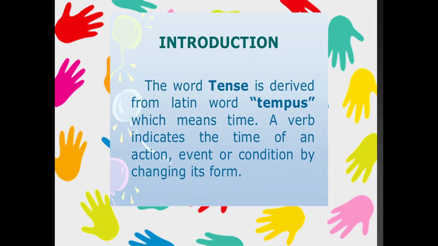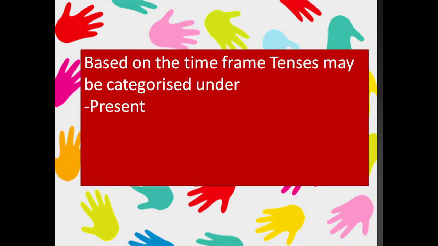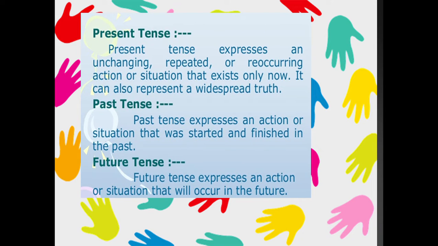The word tense is derived from the Latin word tempus, which means time. A verb indicates the time of an action, event, or a condition by changing its form. Based on the time frame, tenses may be categorized under three forms: the present, the past, and the future. The present tense expresses an unchanging, repeated, or recurring action or situation that exists only now. It can also represent a widespread truth.